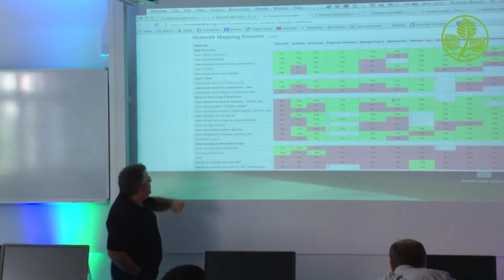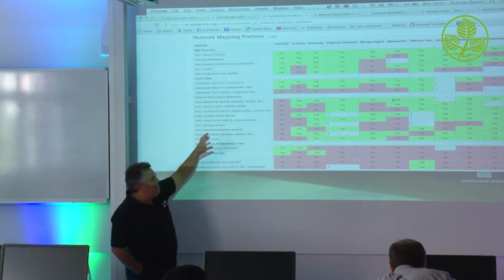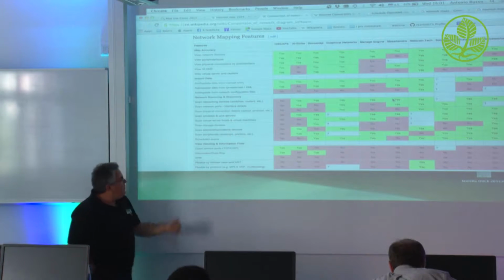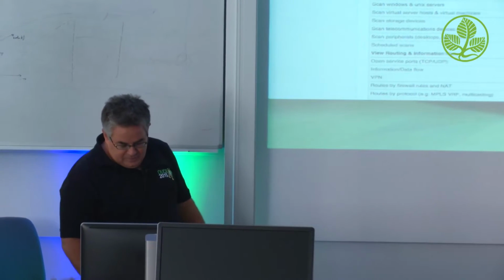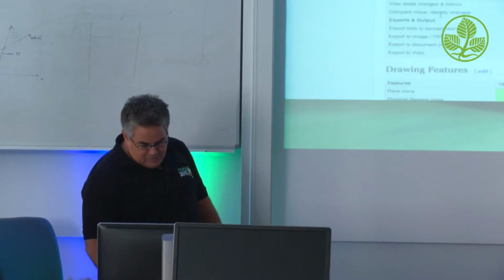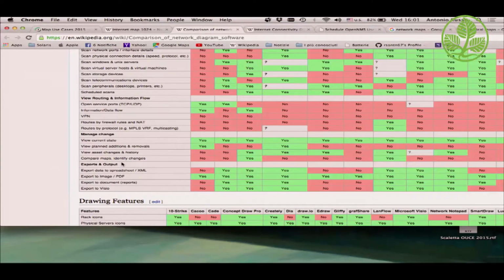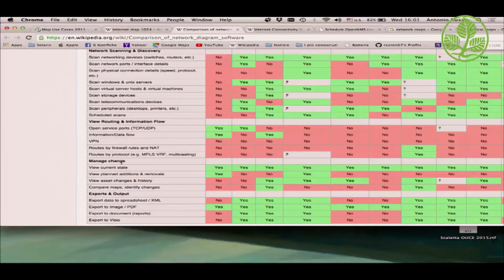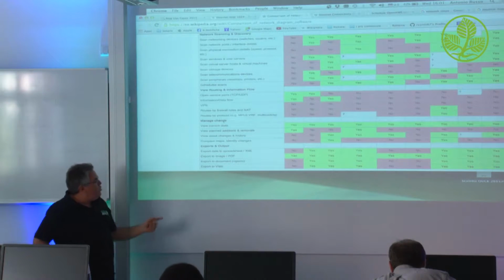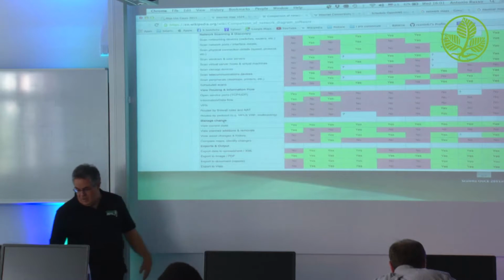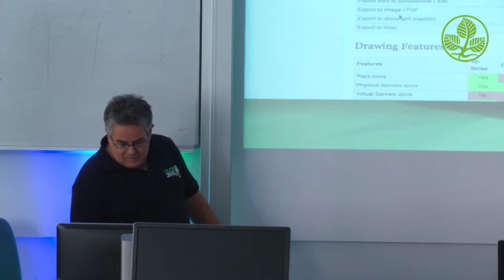But we do here, because these are more network management than maps. Here, view routing and information flow. Open service port information. Can you read this one? Can do it better. Okay, routers by protocols. You want to see MPLS, OSPF, and so on. Okay, multicasting, manage change. So you can understand, and then there is some export and so on.